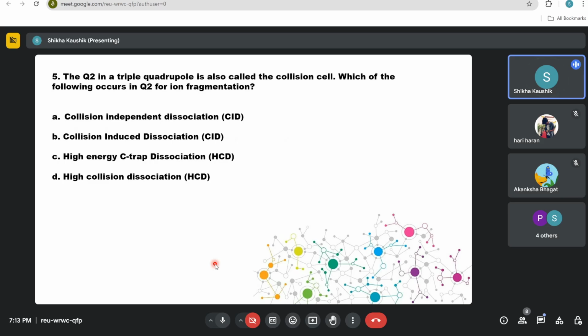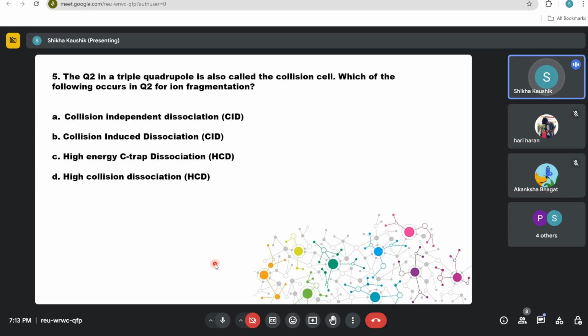Next question, question number 5. Q2 in triple quadrupole is also called the collision cell, which is the second step that we use for fragmentation. It is used to first do selection, second make daughter ions, or you can say fragmentation. So you have to tell which of the following occurs in Q2 for ion fragmentation. Is it collision independent dissociation, collision induced dissociation, high energy C-trap dissociation, or high collision dissociation?